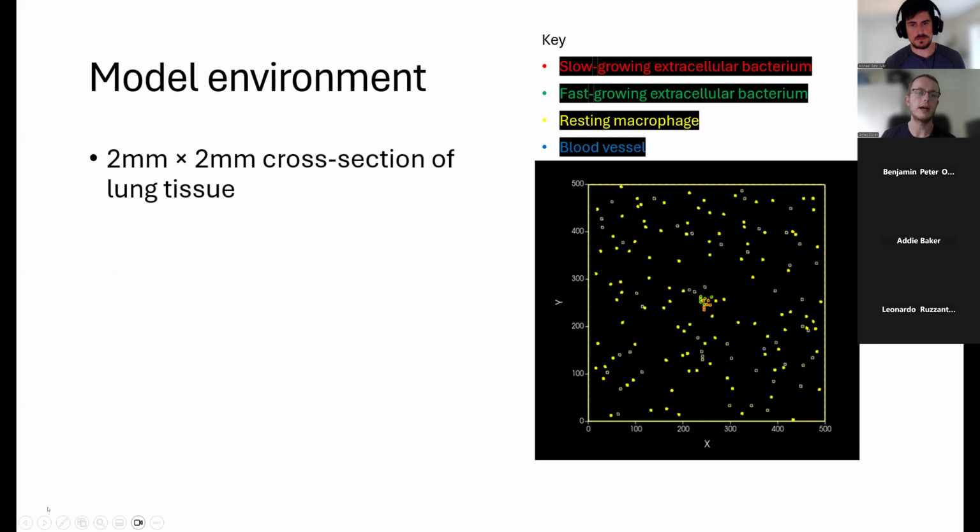So we look at a 2 millimeter by 2 millimeter cross section of lung tissue. As I said before, the difference between a granuloma that successfully contains an outbreak versus one that hasn't is that the diameter will tend to be less than 2 millimeters for successful containment, and bigger than that if there's dissemination. So in theory, this domain size should capture the biggest possible granulomas that one is likely to see.